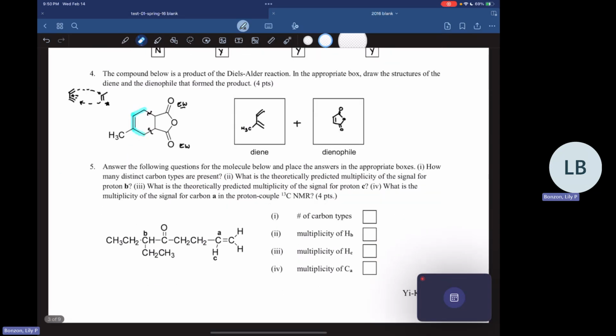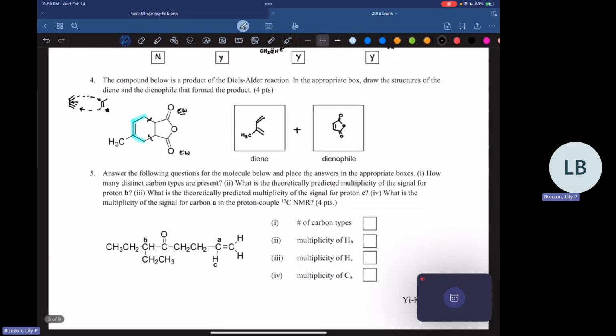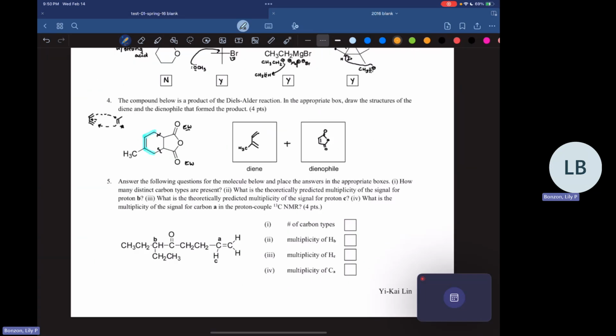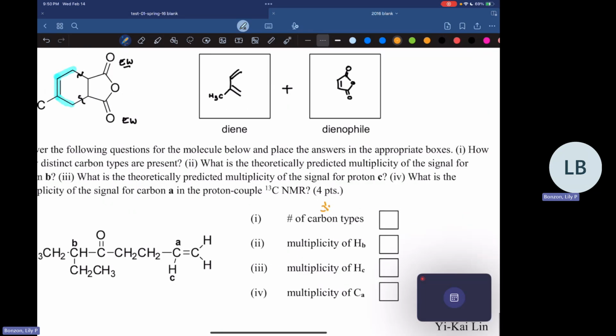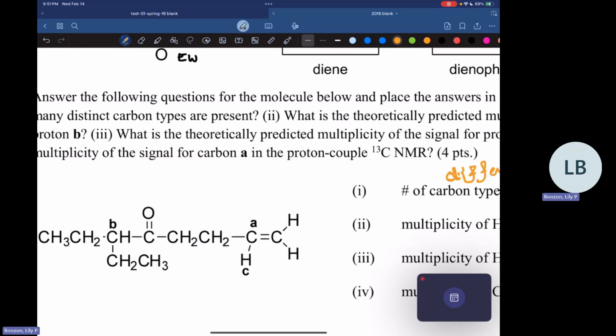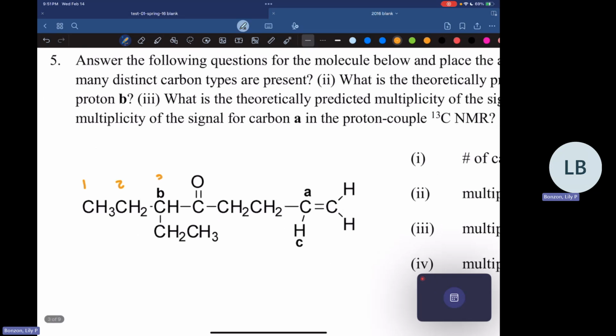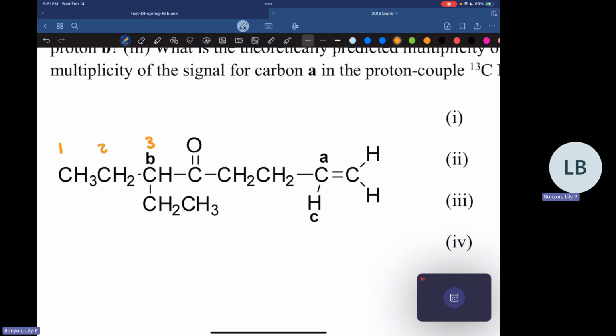All right. So going on to our last facts question, we have some multiplicity NMR questions. For this first one, we're asked to find the number of carbon types. And so that's just going to be the number of different carbons in that structure. So I'm just going to start from left to right. So I've got the CH3, CH2 is obviously different, CH is obviously different. And then going down into the right, I have this CH2, CH3 group.